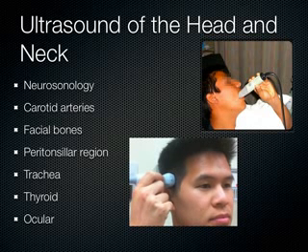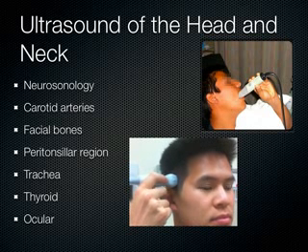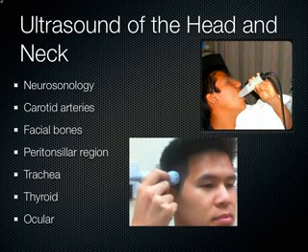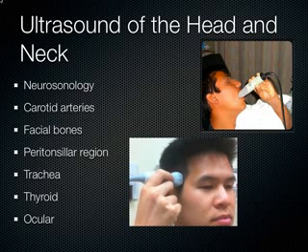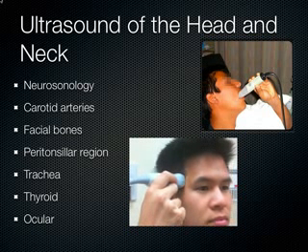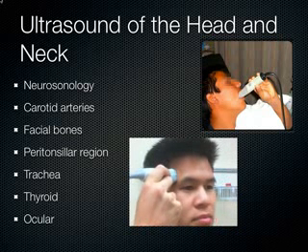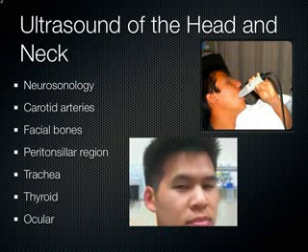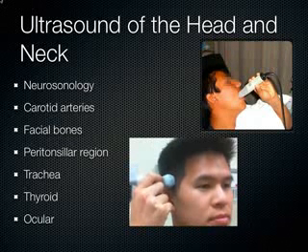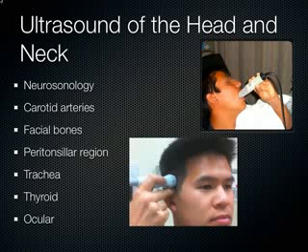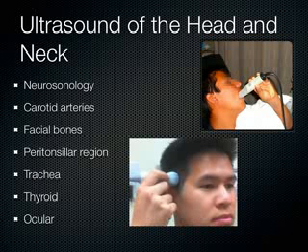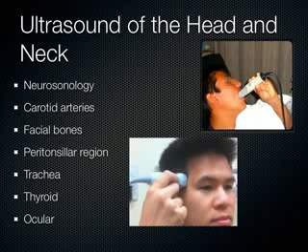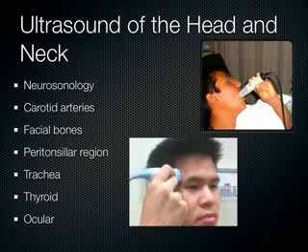Okay, we're going to start talking now about head and neck ultrasound. A lot of topics here, very dense amount of material. I'm going to go through it relatively quickly because we have a lot to cover. It ranges from neurosonology or transcranial Doppler, looking in the brain at the vasculature. We look at the carotids, the facial bones, and the peritonsillar region, so what's going on there, and the trachea and the thyroid. And then finally we'll end with ocular ultrasound.